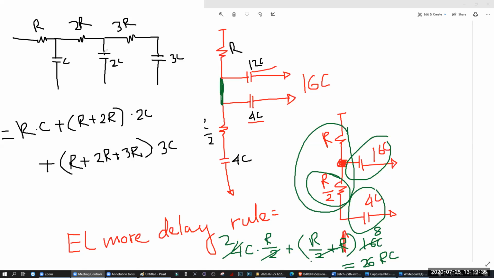Resistor plus resistor into capacitor, that means R plus 2R into 2C. Resistor plus resistor plus resistor into 3C. That means the more network you have, the resistors will be added, multiplied to the nearest capacitor. Understand? So R into C, RC, then R plus 2R into 2C, R plus 2R plus 3R into 3C. Okay. So this is the Elmore delay rule.